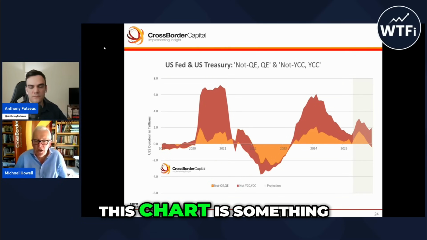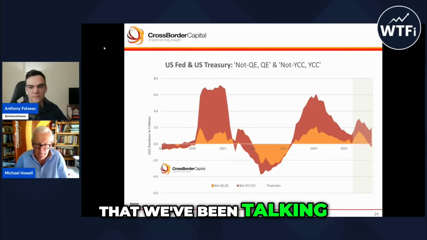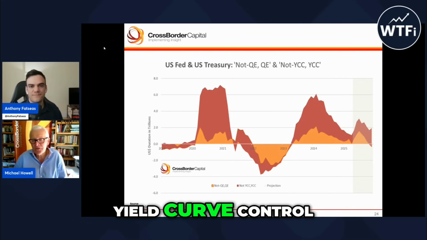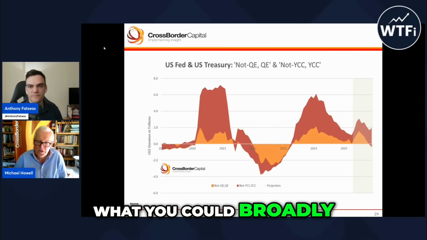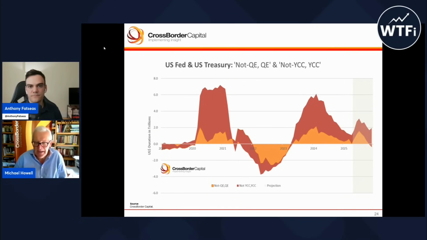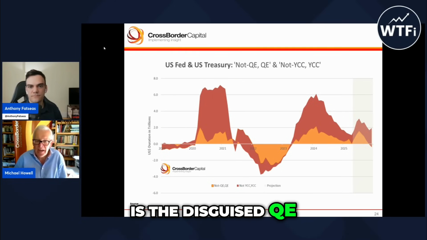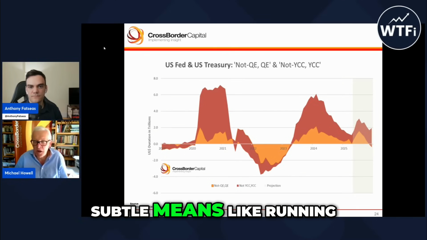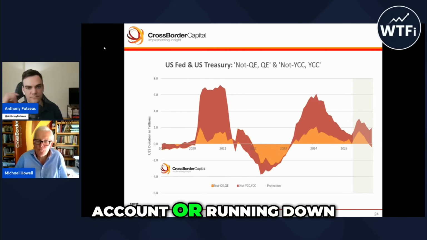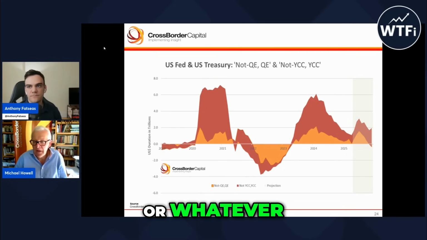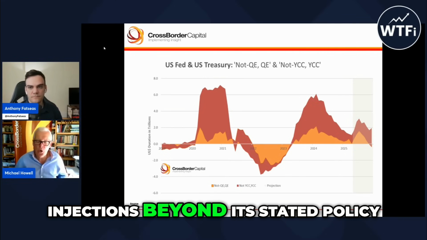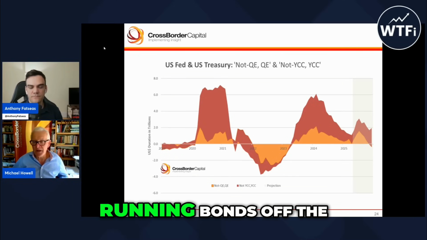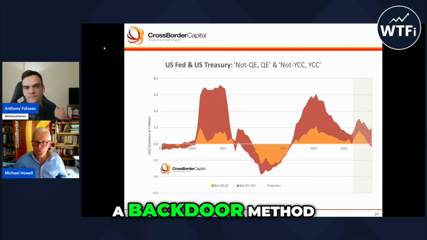Now, what I'm showing on this chart is something that we've been talking about before, which is called not QE and not yield curve control. Now, what you could broadly say is that the first of those, not QE, is the disguised QE that the Federal Reserve is basically undertaking through subtle means like running down the Treasury General Account or running down the reverse repo program or whatever. That's actually injections beyond its current stated policy of QT, quantitative tightening, running bonds off the balance sheet. So they're actually using a backdoor method.